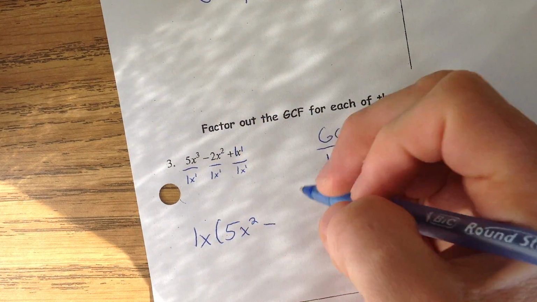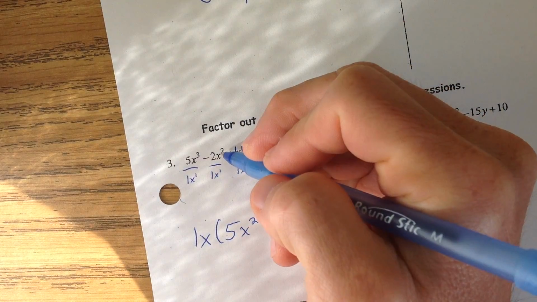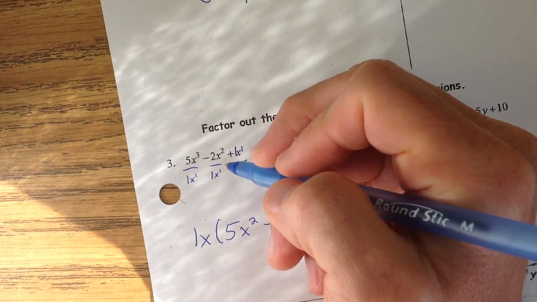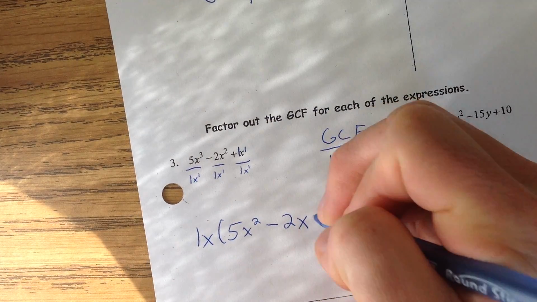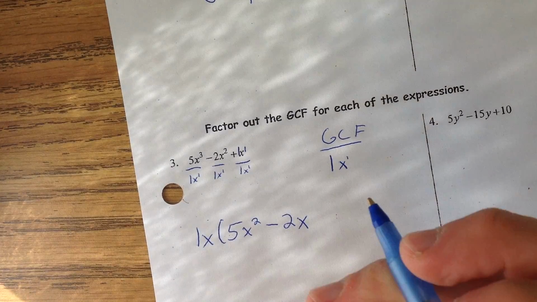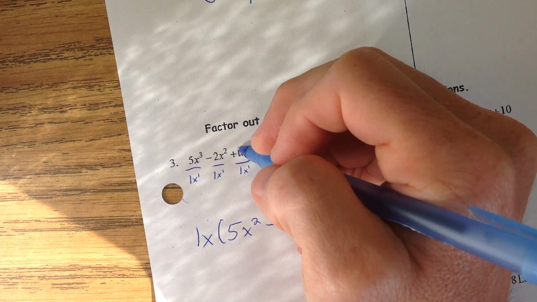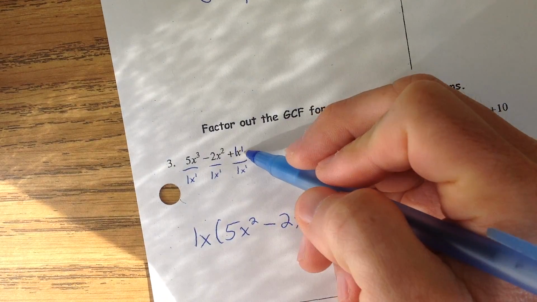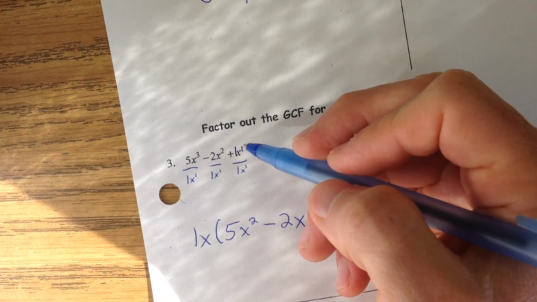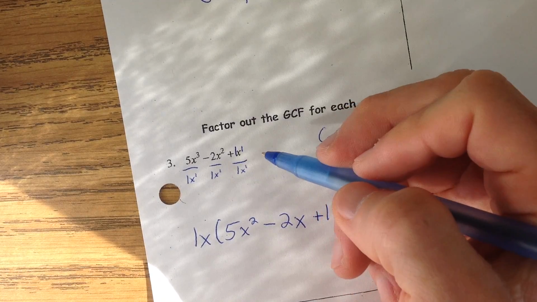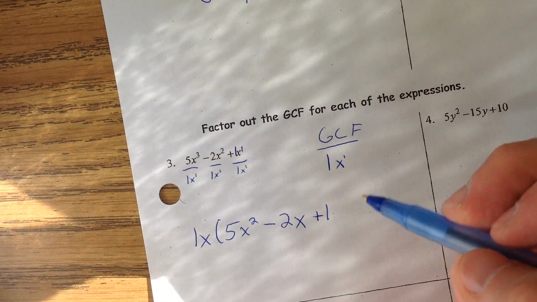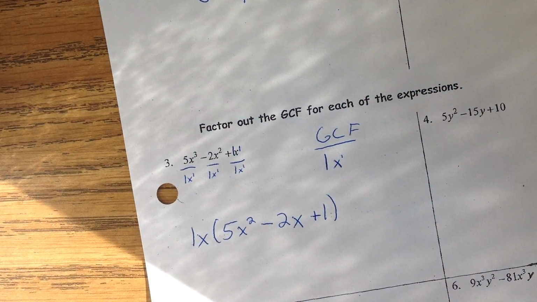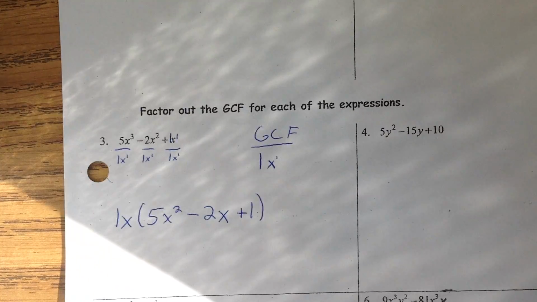minus 2 divided by 1 is just going to be minus 2 again, and then x squared divided by x to the first, 2 minus 1 is 1, so you could either write that as just x, or you could write it as x to the first if you wanted to. And then finally, 1 divided by 1 is still going to be 1. X to the first divided by x to the first, 1 minus 1 is 0, and anything to the 0 power is 1, so we can just leave this here as a 1. So that would be our final answer for this one.